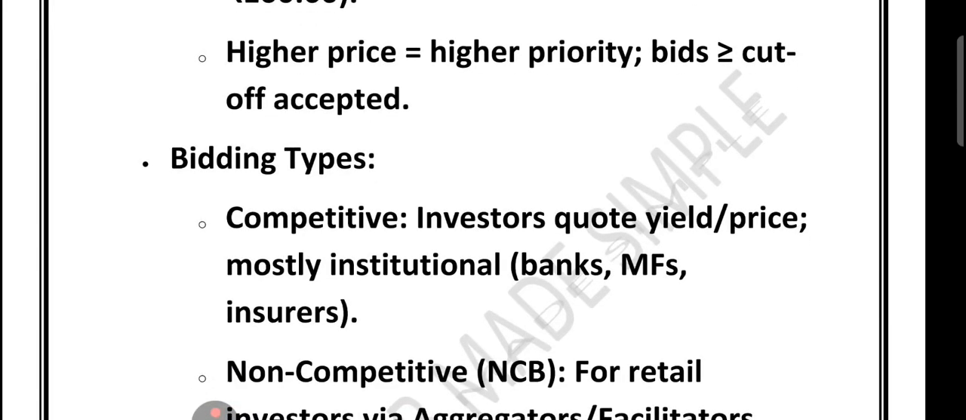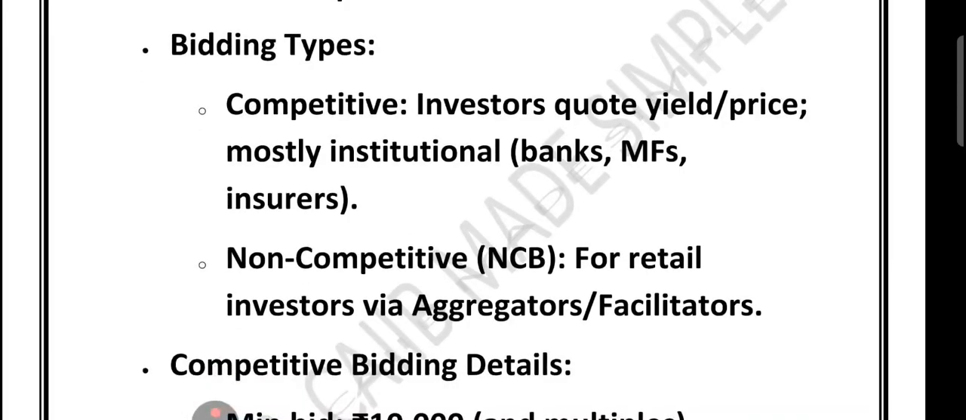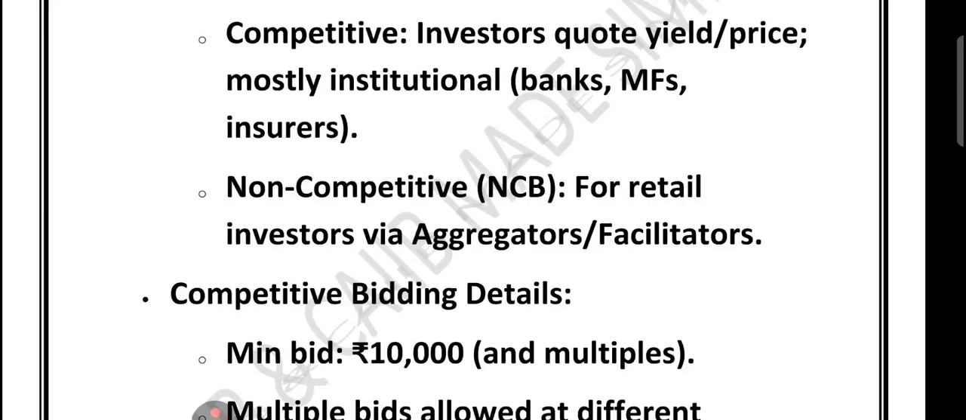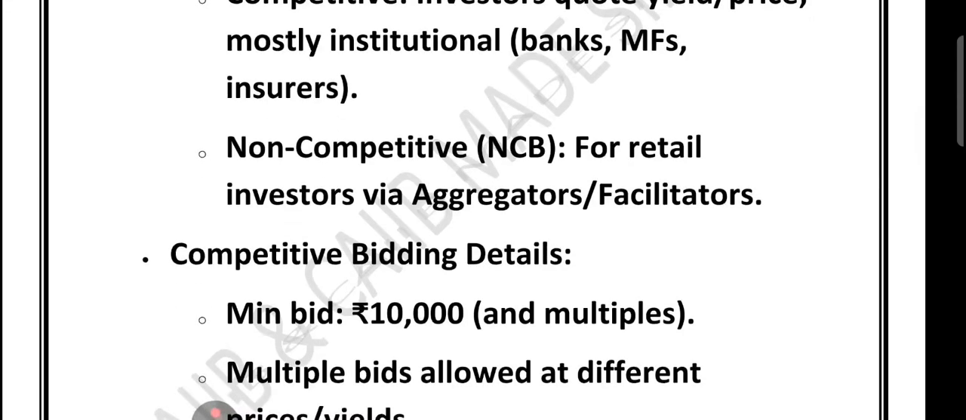Now there are two types of bidding method. The first is called competitive bidding, which is used by large institutions like banks, mutual funds, insurance companies. They quote their desired yield or price and compete with the others. Then we have the other type of bidding, called non-competitive bidding, or NCB. It is designed for retail investors who want to invest without getting into technical bidding. Yes, competitive bidding is used by large institutions. NCB is designed for retail investors. So in NCB, these retail investors participate through aggregators or facilitators such as a bank or stock exchange.